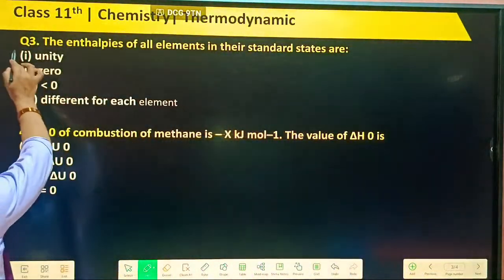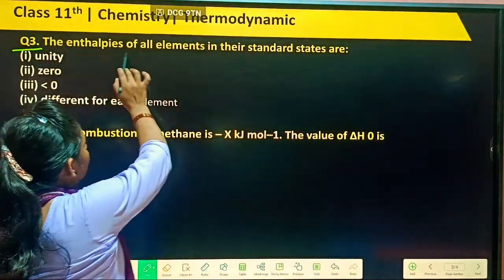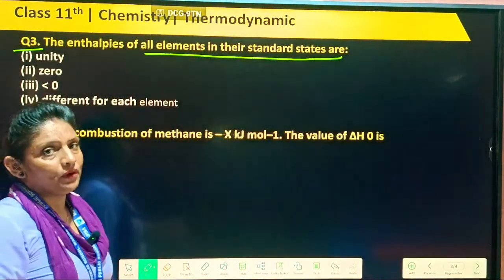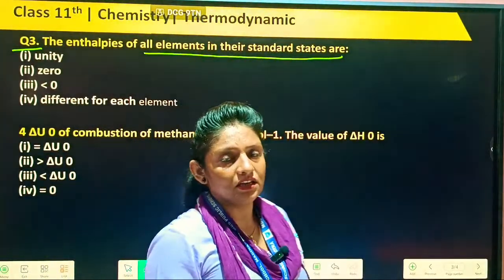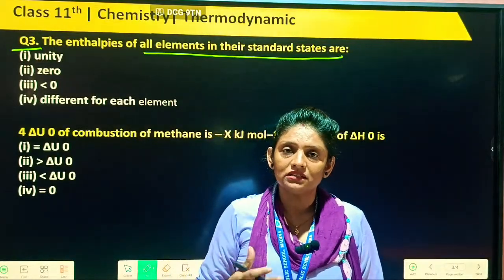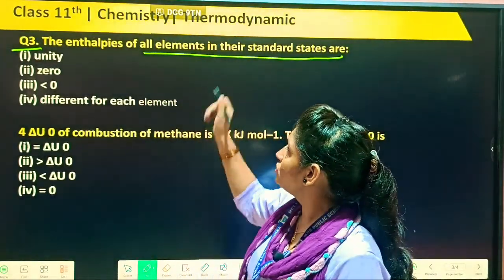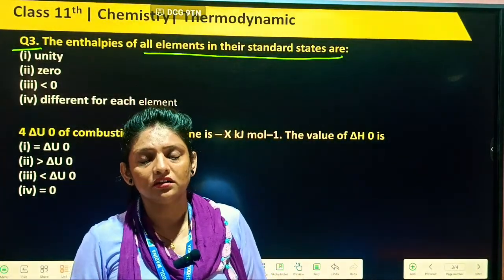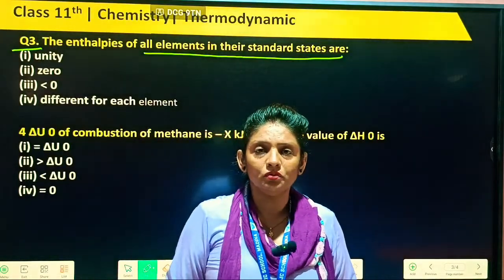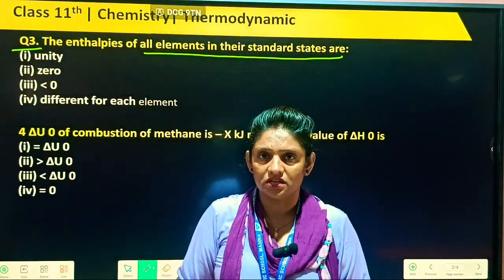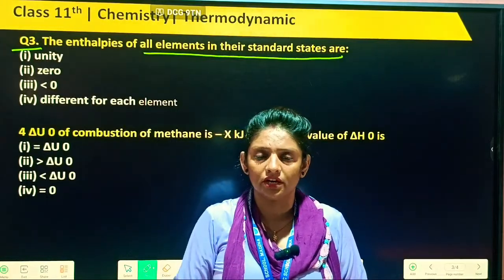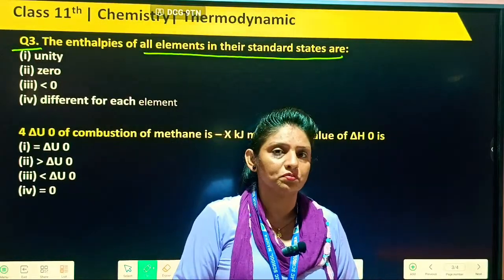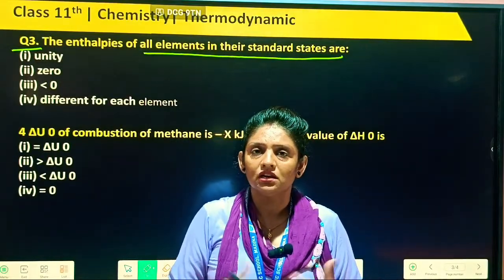Let's see question number 3. The enthalpies of all elements in their standard state. Students, if any substance exists in its standard state, then its enthalpy of formation will be 0. Standard state means, like water at room temperature exists in liquid state, so that is its standard state. Like bromine, it exists in liquid state at room temperature, so its standard state is liquid.